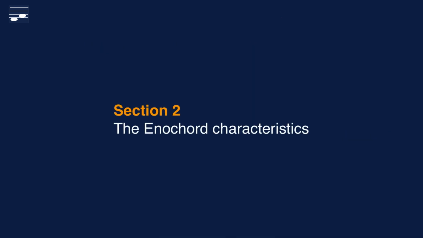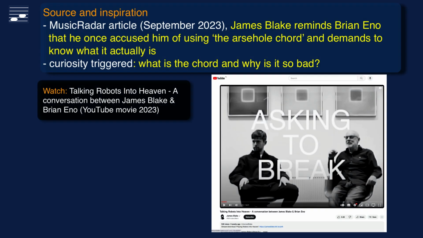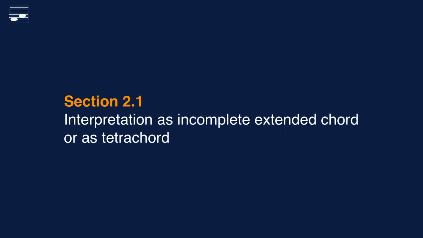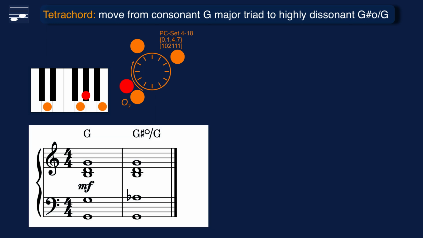Let's have a closer look at this ugly and best avoided harmony, according to Eno, that is. I watched the conversation between both musicians, in particular the fragment where James Blake describes this dissonant chord structure as used in the song Retrograde. I put the link to the article and the video in the description. So here is the arsehole chord, a tetrachord, a set of 4 pitch classes represented in a keyboard diagram, on the pitch class disc and in staff notation.